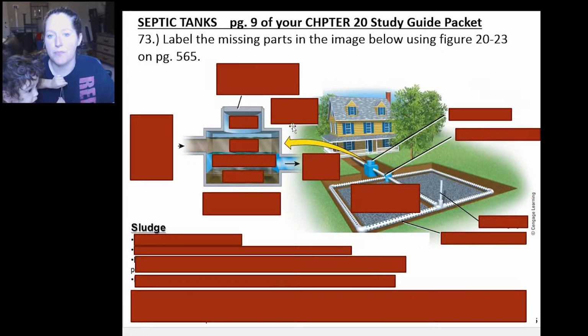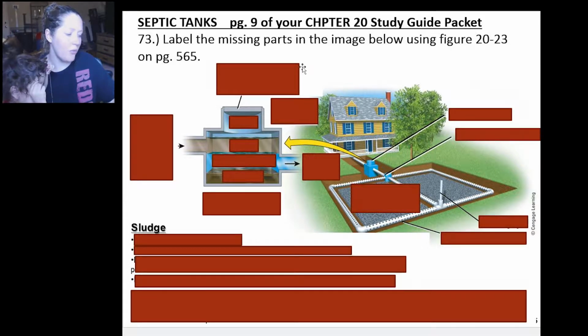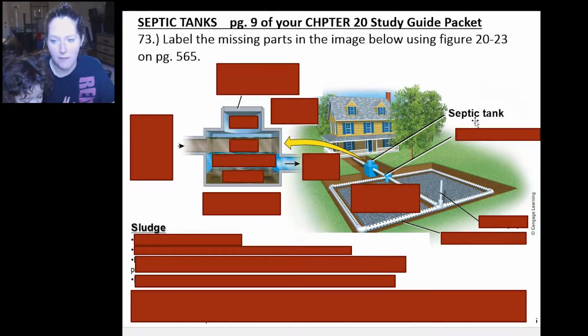So we're going to go right here, and you can see right here, this is in your packet as well. That is on page 9, like I said. And here is your house if you live out in the country, and you can see that polluted water from flushing your toilet or from using your sink is going to go through a pipe right here, and it's going to eventually make its way into the septic tank right here. So this is a septic tank. So we're going to go ahead and delete that so you can write that term in.